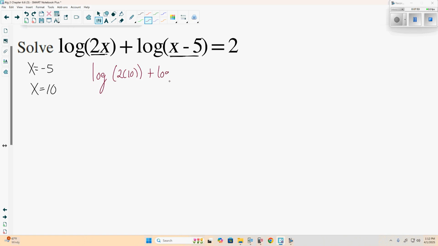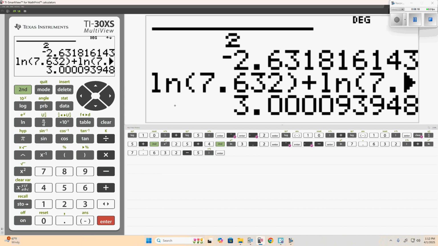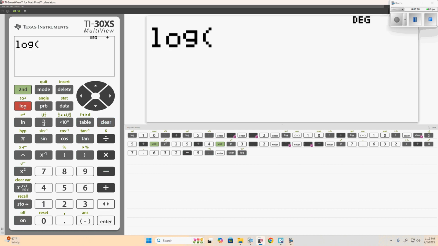plugging it in for x. So the first one, we have log of 2 times 10. Well, 2 times 10 is 20. And 10 minus 5 is 5. So after we plug 10 in and simplify, we get log of 20 plus log of 5. Both positive, and those will work.